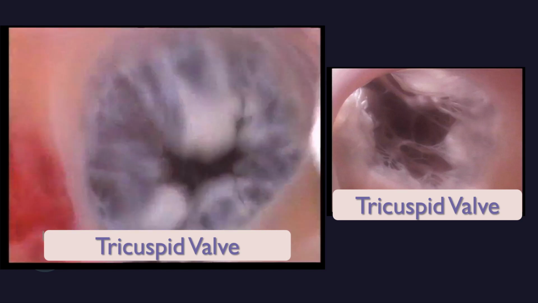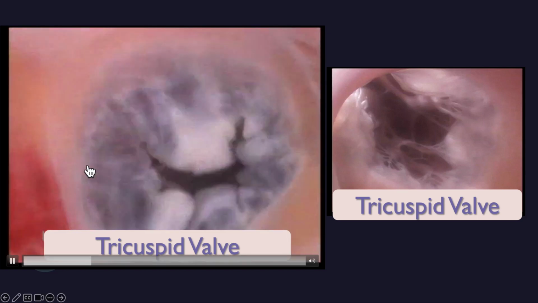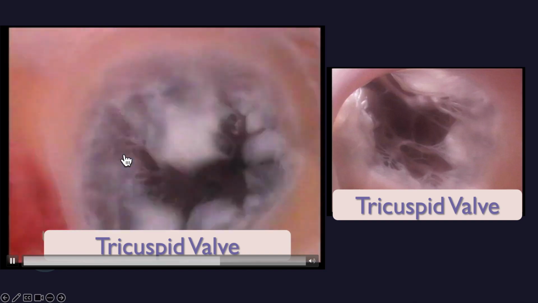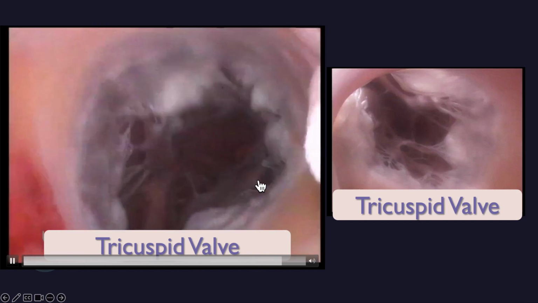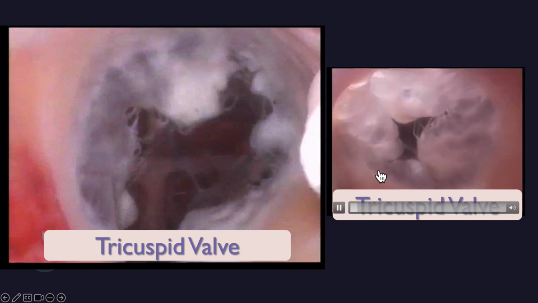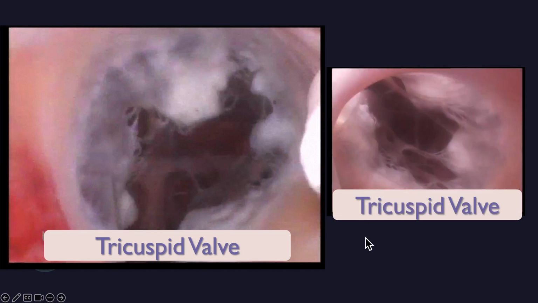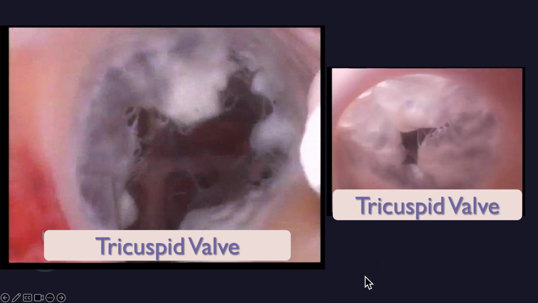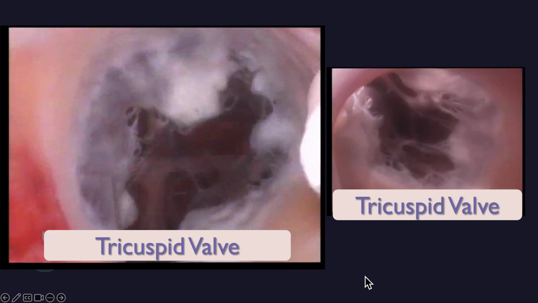Now if you look here, this is the tricuspid valve, that's the anterior leaflet. This is the septal leaflet, and that's the posterior leaflet. You see scallops in the posterior leaflet. Again, you see the variation. This is the septal, the anterior, and the posterior leaflets of the tricuspid valve.